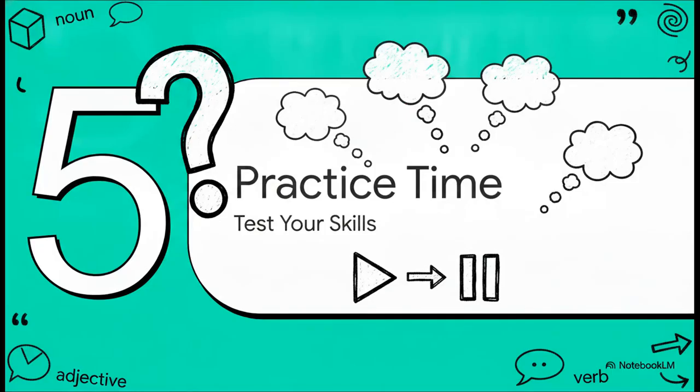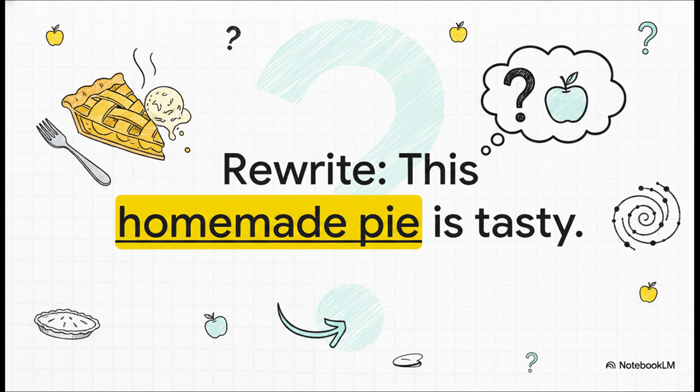Section 5. Practice time. All right, class, you've learned the formulas and you know the rules. It is officially practice time. I want you to use the pause and play technique here. So here's your first challenge. Imagine you're eating an amazing dessert. I want you to rewrite this standard opinion into a dynamic negative question. "This homemade apple pie is tasty." Go ahead, pause the explainer for a second, and build that contracted formula in your head.